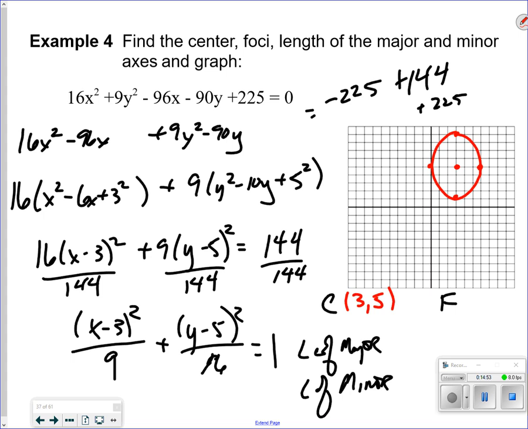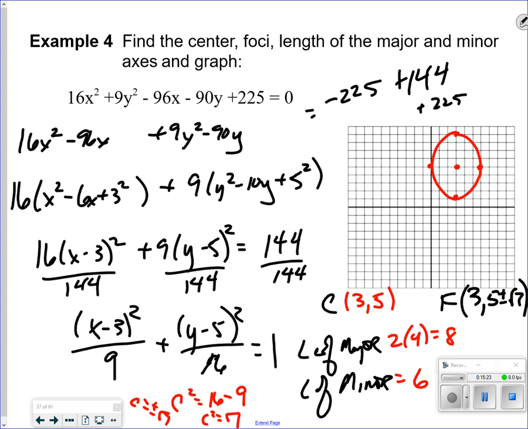And so my major axis, I went up and down 4. That's the bigger one of the two. So my major axis is 8. I went left and right 3, so my minor axis is 6. And now for my foci. In order to get the foci, I need c. C squared equals a squared minus b squared. So I end up getting c equaling plus or minus the square root of 7. The question is, do I add it to my x or to my y? The y is larger. The y was the major axis, so the foci would be added to the y value of the center.